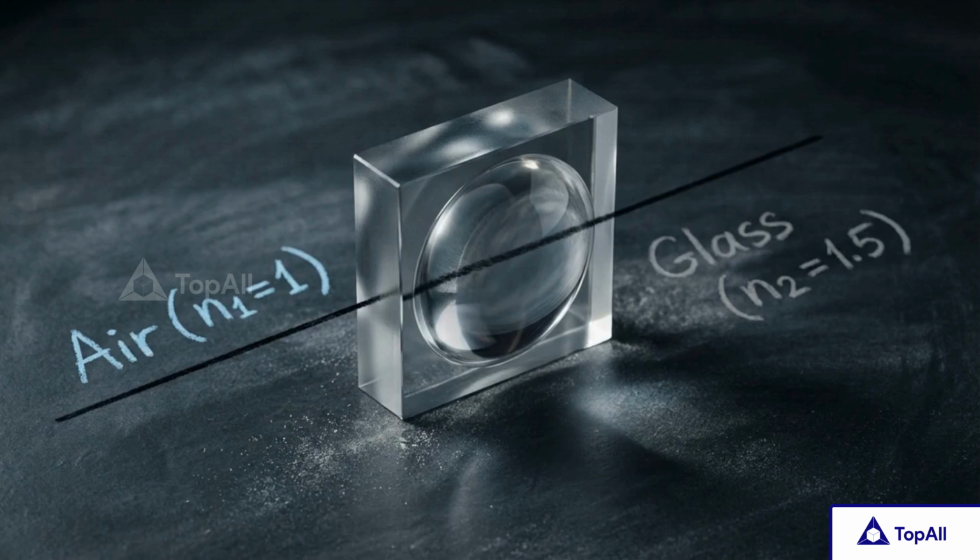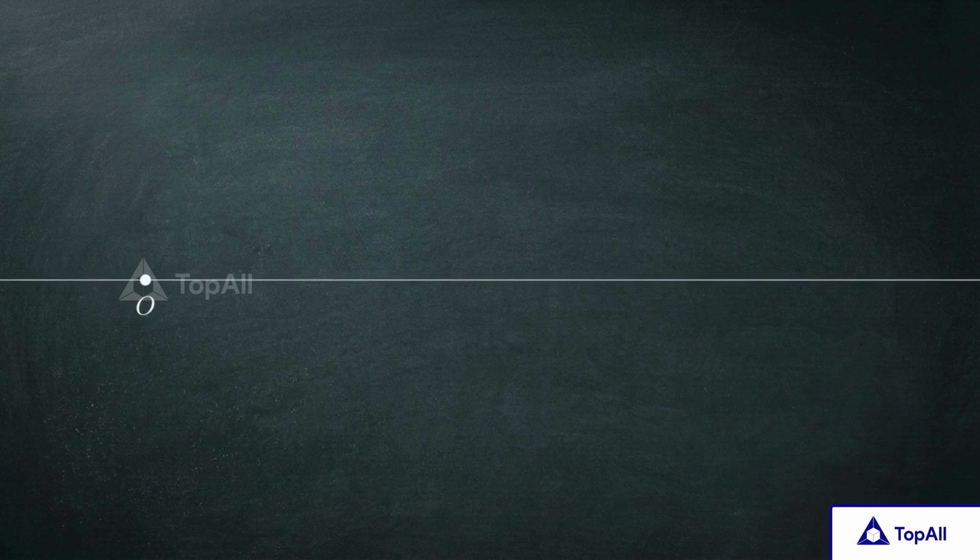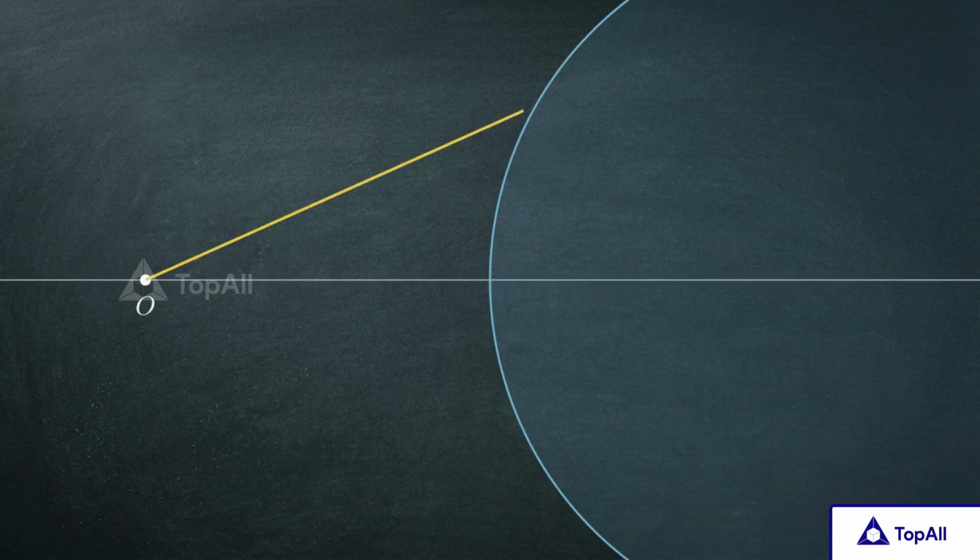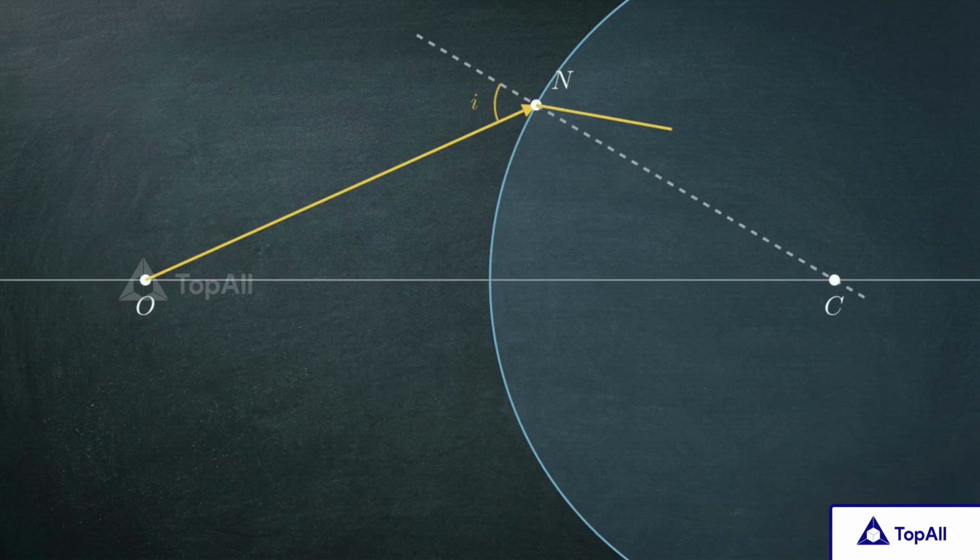Here we see a schematic of a single spherical interface separating two transparent media with different refractive indices, air at n1 and glass at n2. We place a theoretical point object O on the principal axis. A light ray travels from the object and strikes the curved surface at an exact coordinate, point N. The normal perpendicular to the curve passes through the center of curvature, point C, forming the angle of incidence, i, with the incident ray. Entering the denser glass, the ray bends toward the normal, creating the angle of refraction, r.